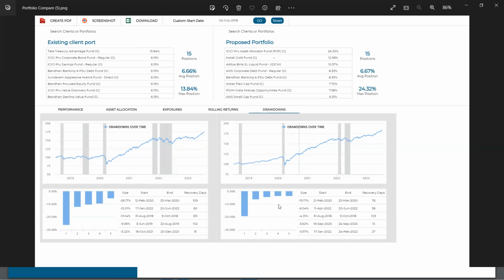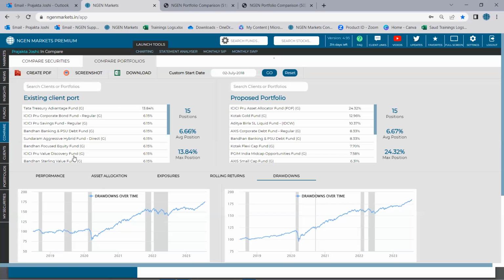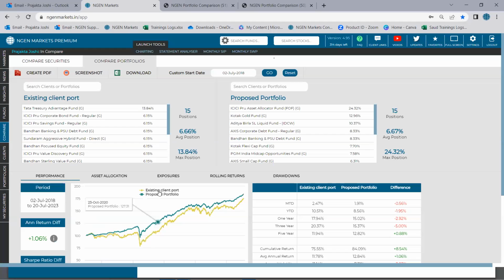So you can definitely highlight this particular section as well. So this is definitely going to be there for each and every section on this particular analysis. So let's say you want to highlight this, just go on this particular section, click on screenshot, and your job is done. So this is the typical analysis that we did for an existing client's portfolio or a proposed portfolio versus the prospect's existing portfolio.